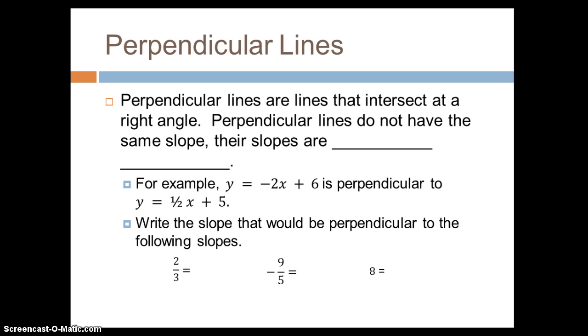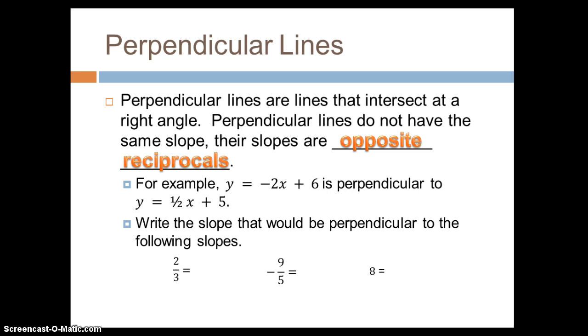Perpendicular lines are lines that intersect at a right angle. Perpendicular lines do not have the same slope because they're going to intersect. Their slopes are opposite reciprocals. Now we talked about reciprocals when we dealt with division of fractions back in 6th grade. Reciprocals are flipping the numerator and the denominator. Opposite reciprocals means you're also addressing the sign. If it's positive, it's going to be negative. If it's negative, it's going to be positive. So you're not only flipping it, you're flipping the sign as well.